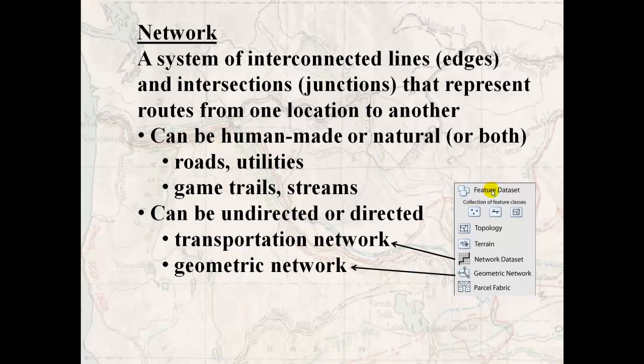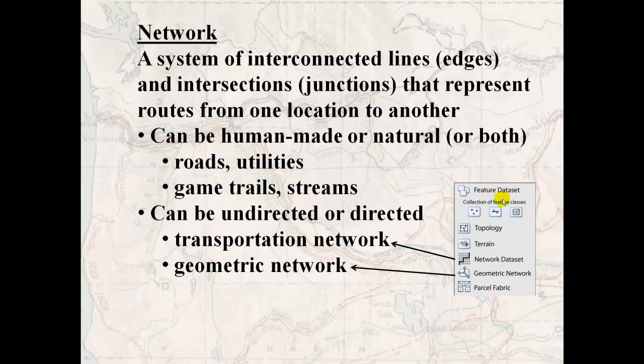So the key to this is you're storing things in a data set, which is going to allow you to use topology to do things like connectedness. And so in a network, the points and the lines, which are now the intersections and the edges, are going to be connected, and you're going to use topology to enforce that connectedness.